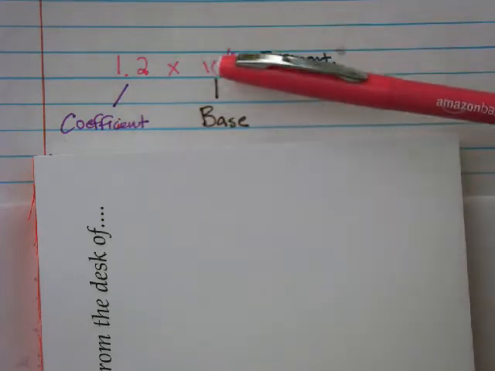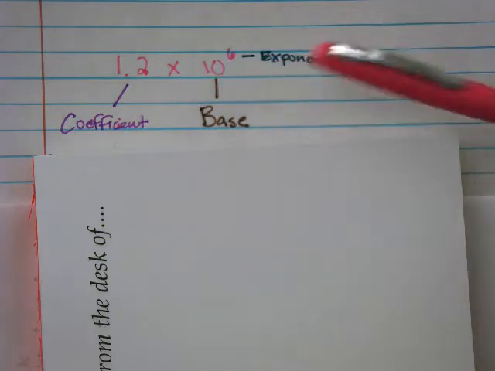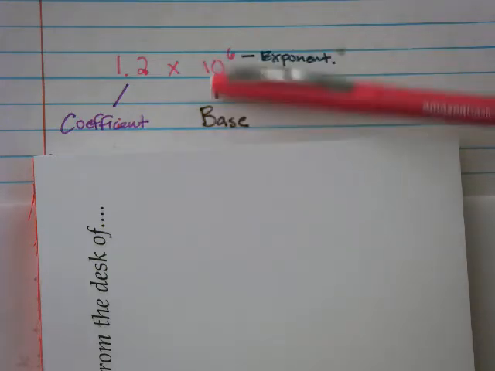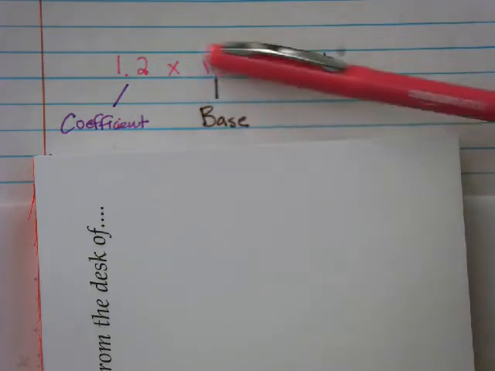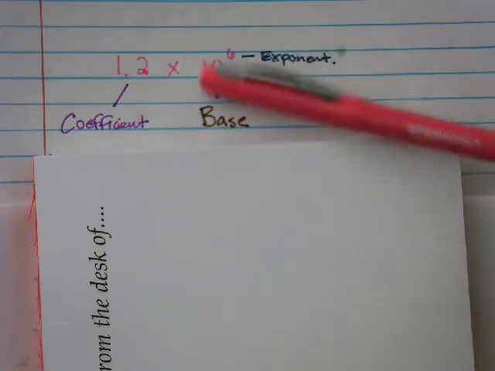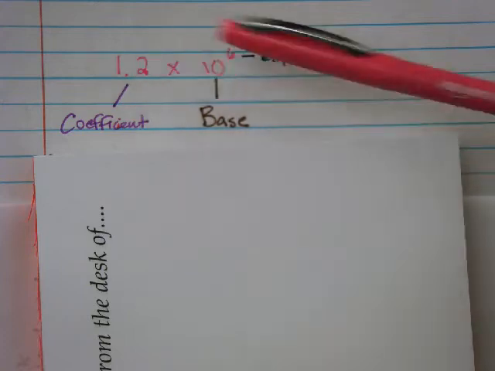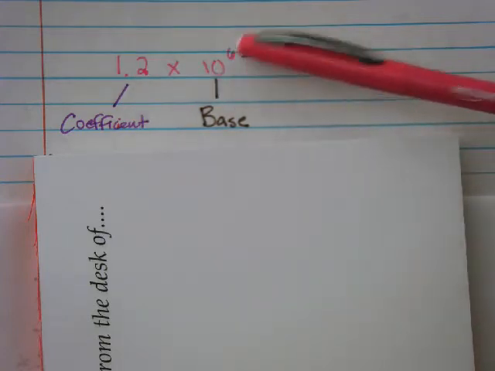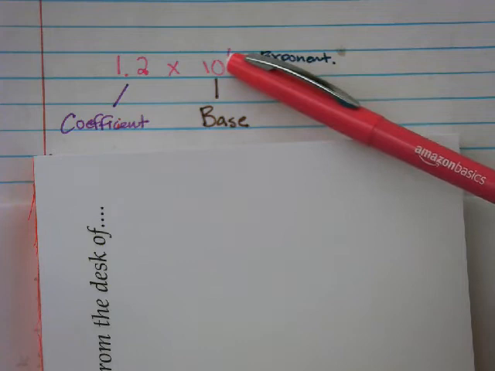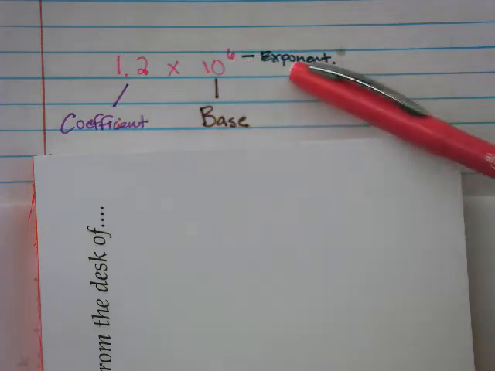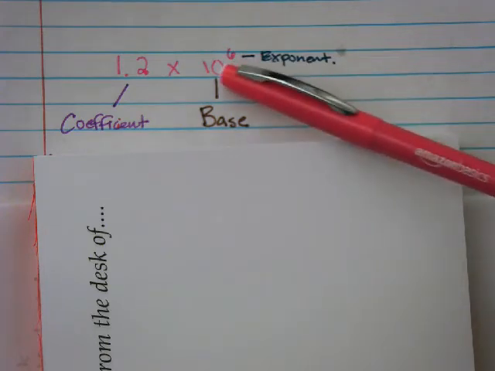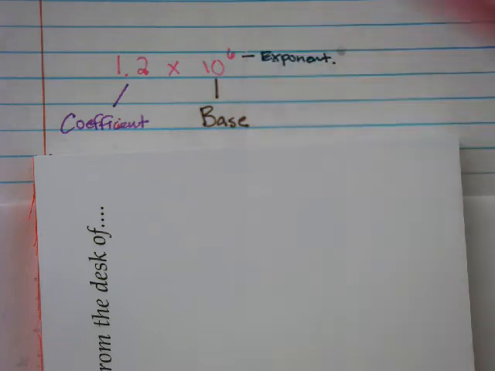And then we have the base number here. The base number is always 10. It's always times 10 to the something power, right? So it's going to be 1.2 times 10 to the 6th power. This to the power of, that's called an exponent. So we have the base of 10, and then we have our exponent of 6.